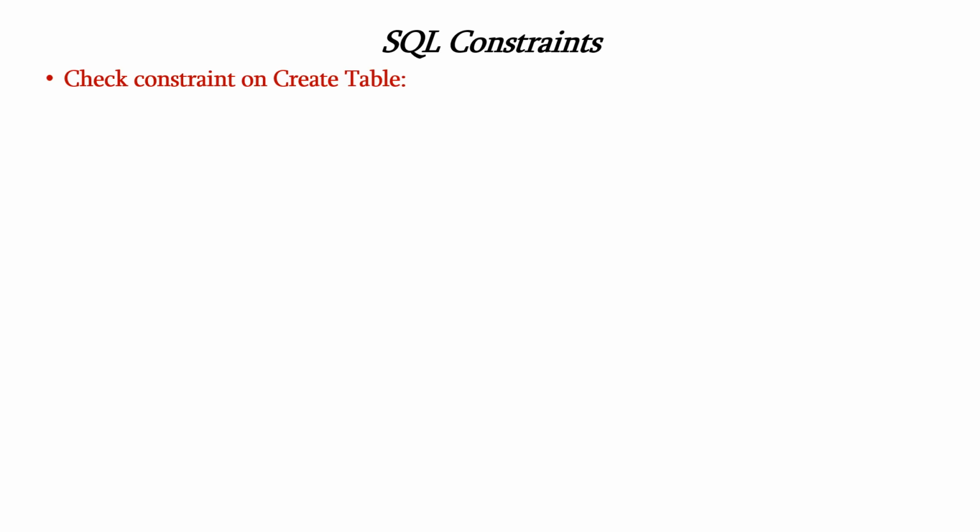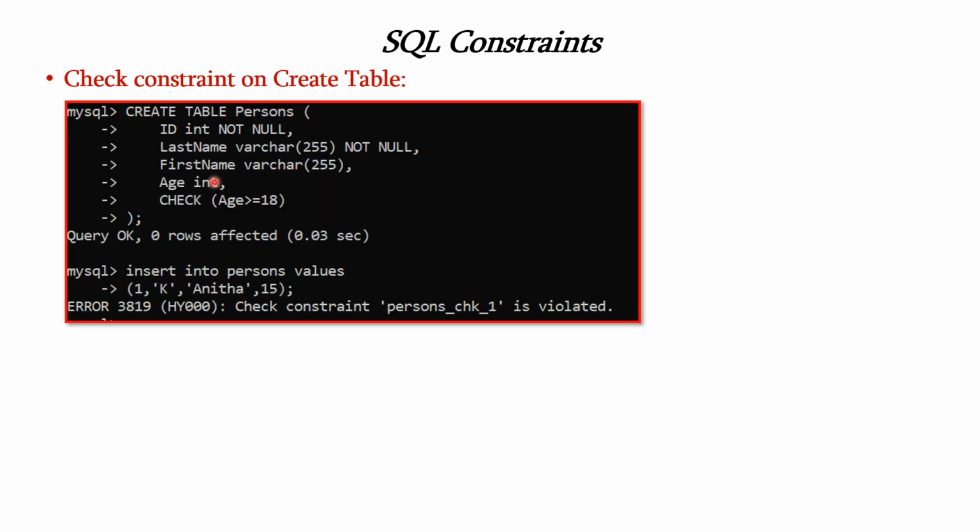Next, check constraint on create table. Here we are enforcing the check constraint after all the column declarations. So we have ID, last name, first name, and age. For ID and last name, we are enforcing the not null constraint, and for age alone, we are enforcing the check constraint. So check of age greater than or equal to 18. Whenever we enter values less than 18, it won't accept. So this is the purpose of the check constraint.